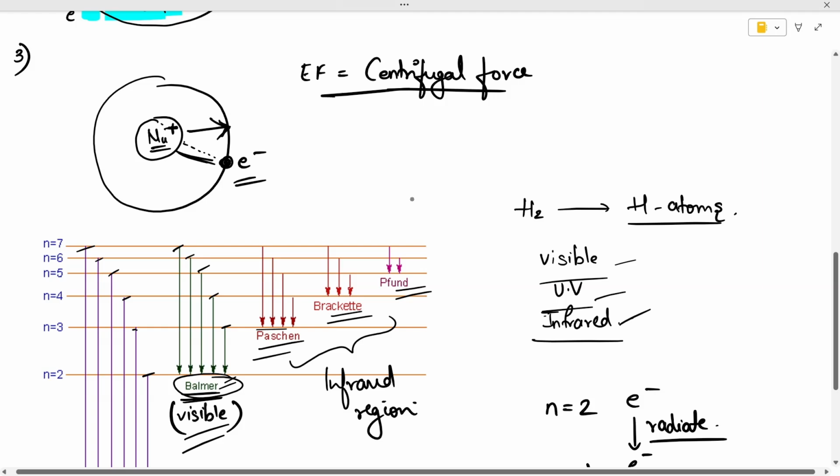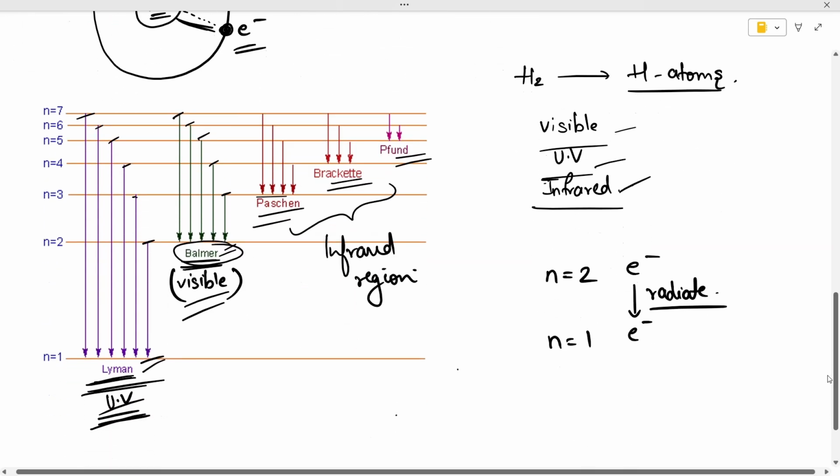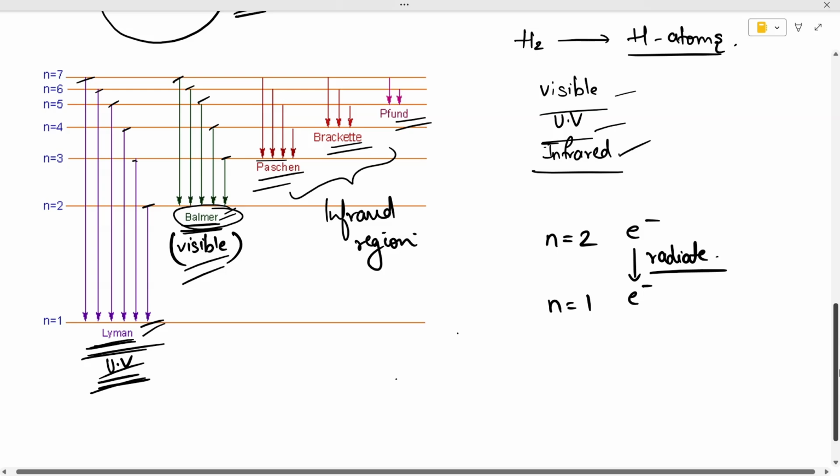So the electron will never collide with the nucleus, because the electrostatic force of attraction, the force that is trying to attract the electrons inward towards the nucleus, is equal to the centrifugal force. Centrifugal force acts in the outward direction, and that centrifugal force is keeping the electrons away from the nucleus. So these were the postulates given by Bohr to explain the atomic model.